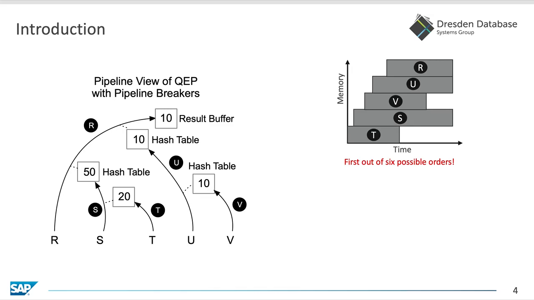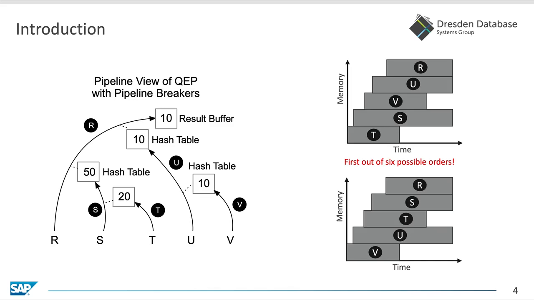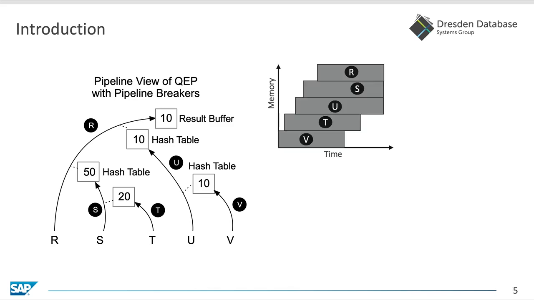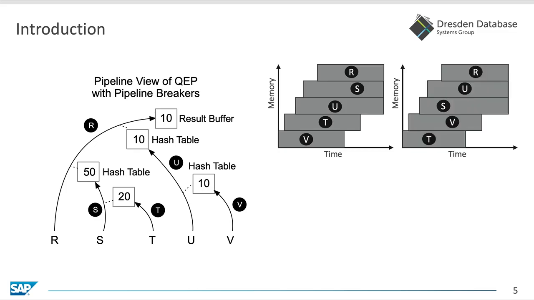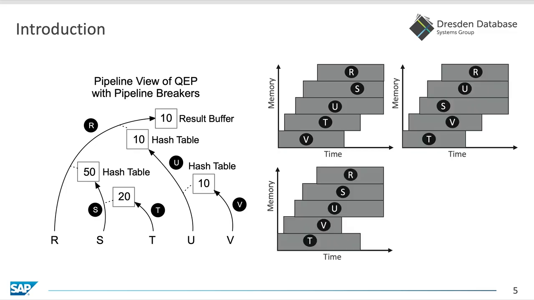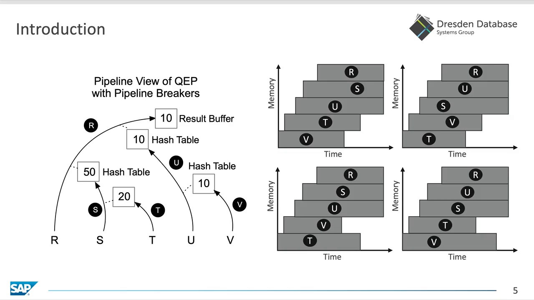Due to interdependencies, there are 6 possible pipeline execution orders here. The first one being TSVUR, VUTSR, VTUSR, TVSUR, TVUSR, and VTSUR. In those individual diagrams, you can see the pipeline breaker lifetimes of the individual pipelines over time.